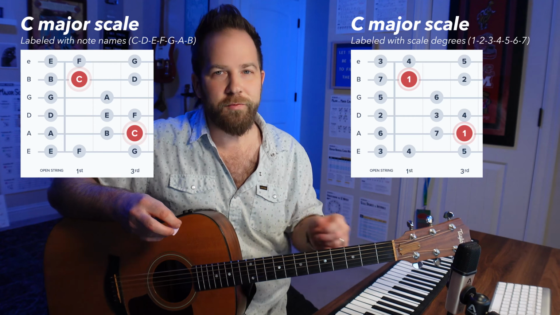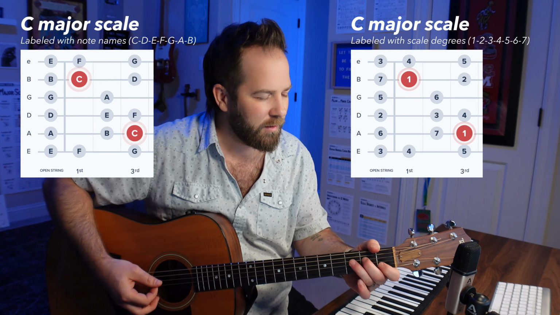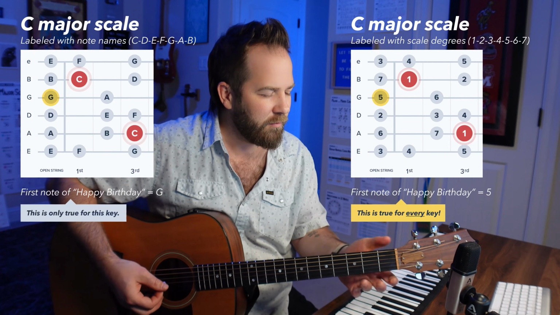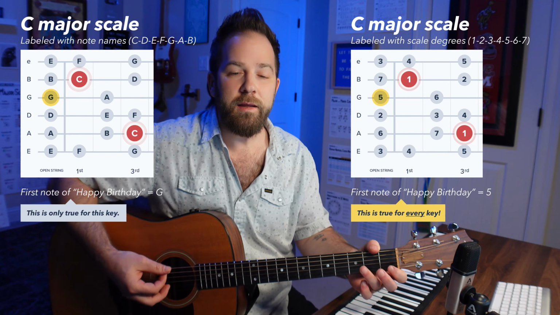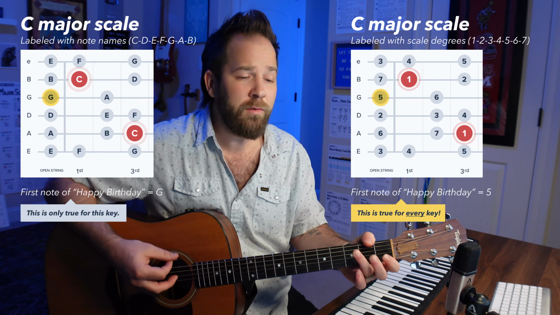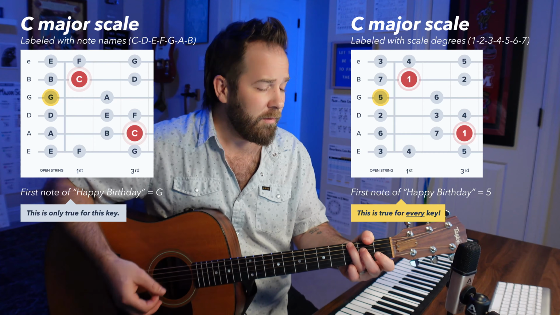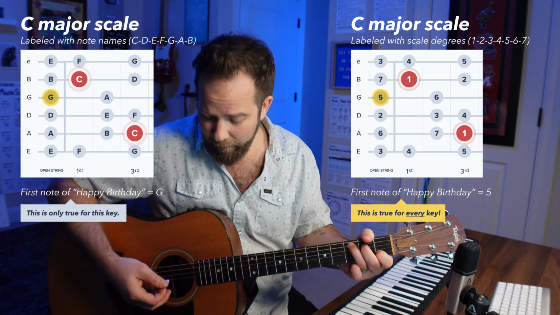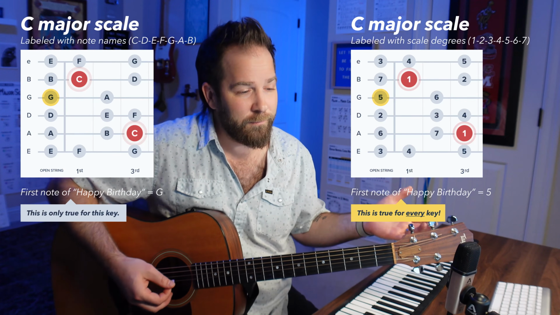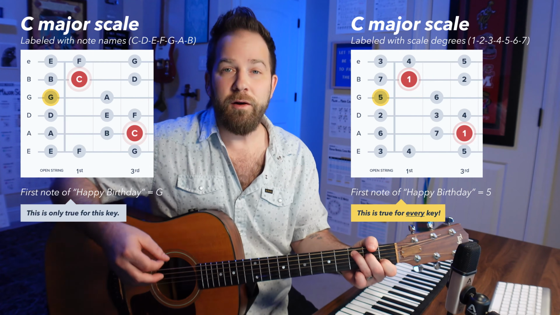And they say, oh, it starts on the 5. Well, okay, 1, 2, 3, 4, 5, 5. Happy birthday to you. Happy birthday to you. Right? Just by knowing that 5, I know that's the starting melody note for Happy Birthday.